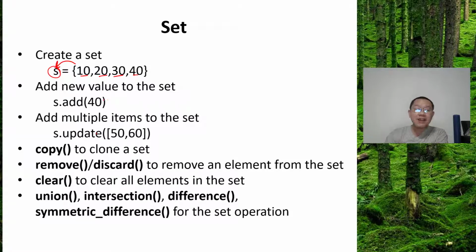We can also add a new value using the add function. See, the s variable calls the add function in order to add the value of 40 to the set. You can also use the update function when you want to add multiple items to the set. For example, you want to add 50 and 60 there. So there are 2 items to add to the set S, so you use the update function.